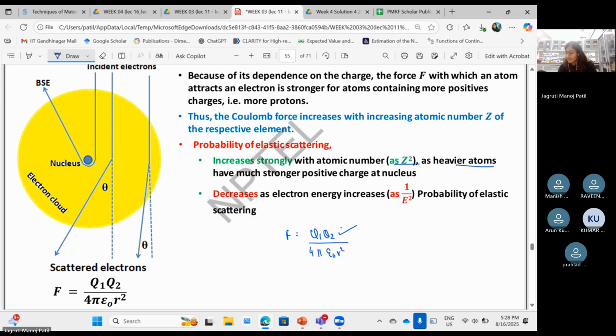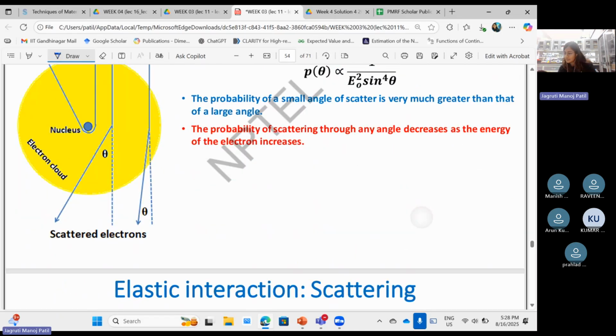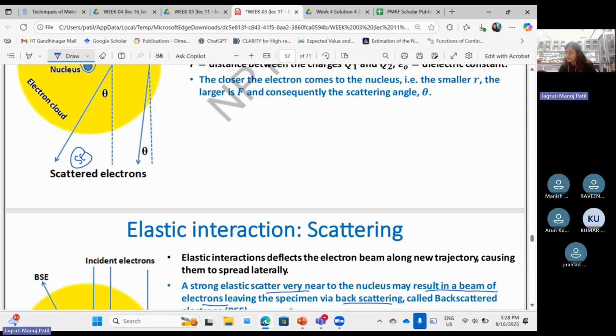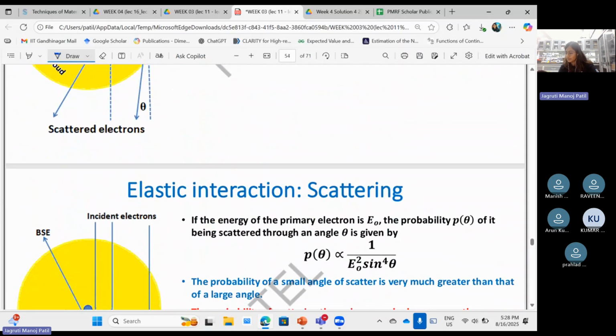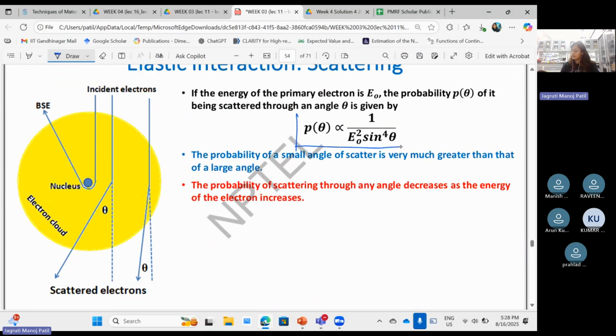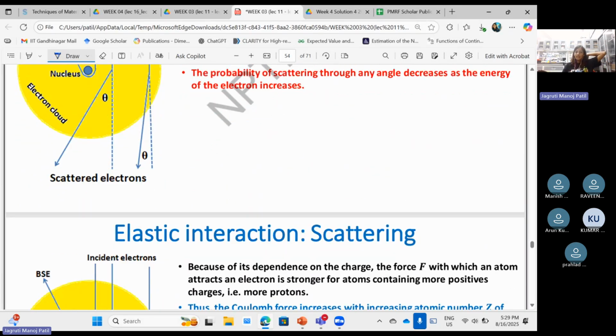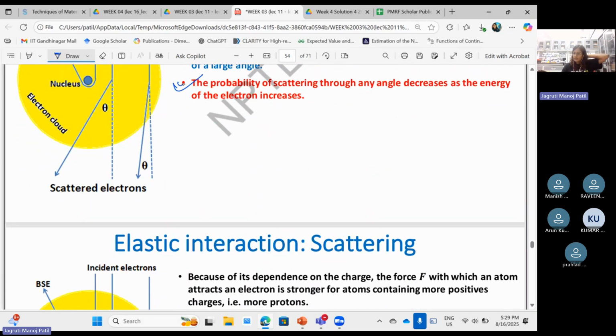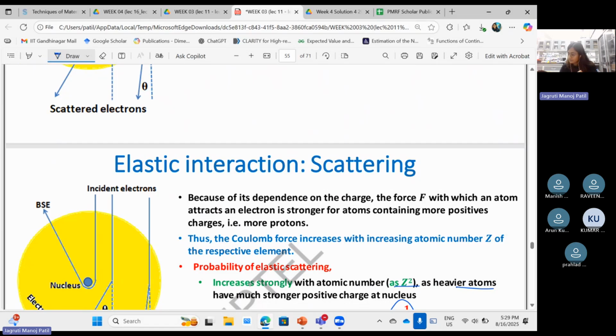And so this formula right here, the probability of the beam passing through or scattering through it, is inversely proportional to the energy. So it will get scattered if the energy is decreasing. So the probability of it will increase, right? This point right here. Okay.